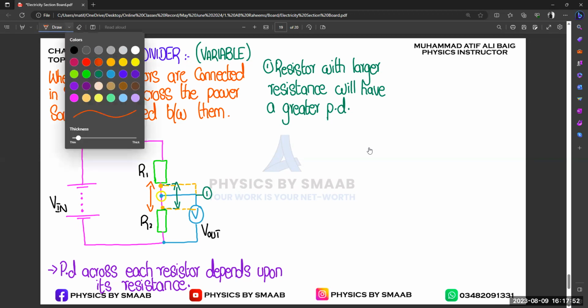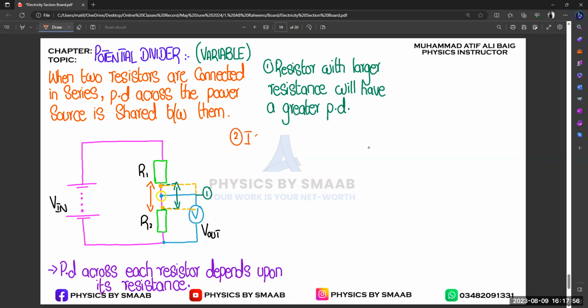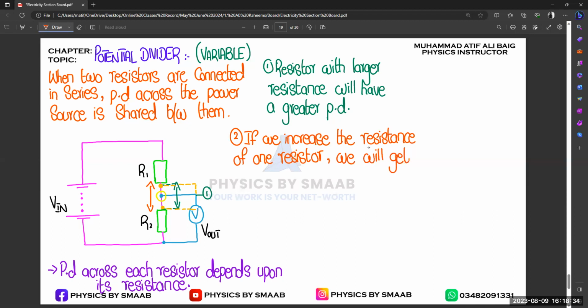Or let's suppose one more point regarding this. If we increase the value, or if we increase the resistance of one resistor, we will get a greater share of the potential difference, right? So this is also an important point related to this concept, right?